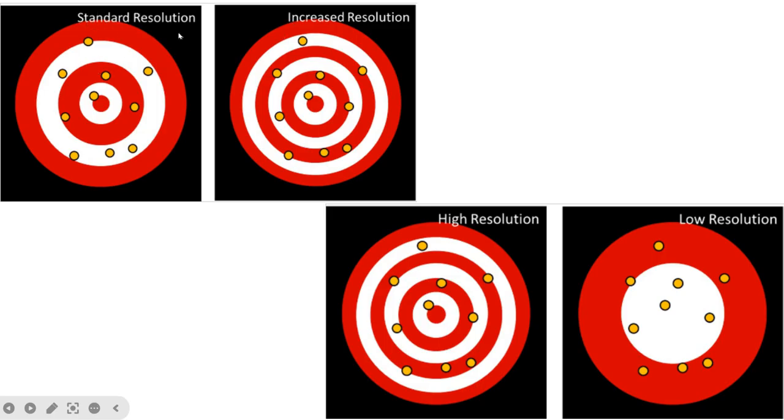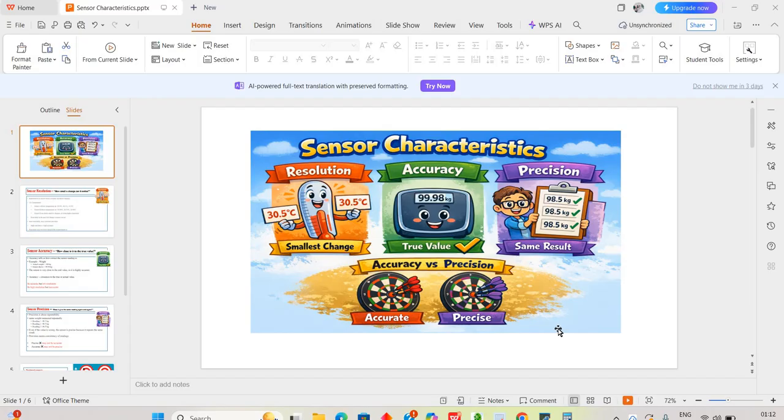Here it has a standard resolution, and here the resolution is increased, as there are more rings. Here it is somewhat less than this number of rings, therefore it is a standard resolution. Whereas in this figure the number of rings is less, therefore it has low resolution, whereas this has very high resolution. The number of rings is more here. So this is about the sensor characteristics. Thank you.